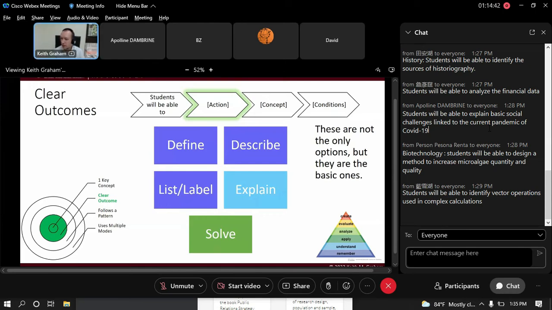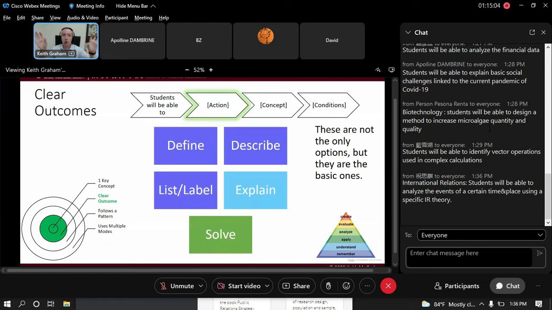Students will be able to design a method to increase microalgae quantity and quality. So since I'm not in biotechnology, I'm not exactly sure, but does quantity and quality need to be addressed separately? Will this topic be too broad? Or is it okay to combine those two, quantity and quality? I'm not sure. You as a subject expert are going to have to decide. But remember, if your video becomes longer than 15 minutes, it's not going to be as helpful for students. So you want to be very focused on one subtopic.